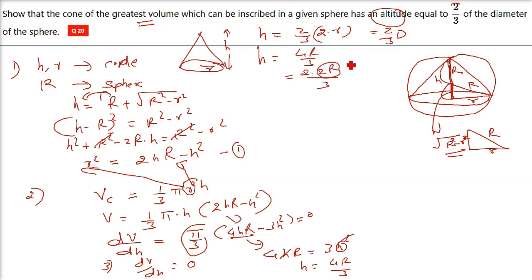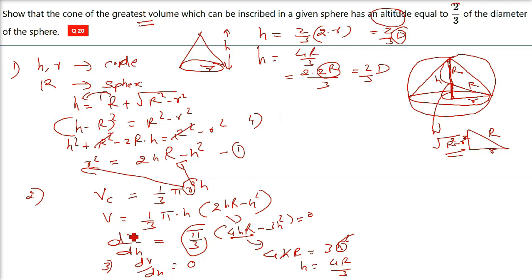This 4R can be written as 2 into twice of capital R. This twice of capital R is nothing but the diameter. So we have already reached the answer now, because we were supposed to prove that the height, which is the altitude of the cone, is equal to 2/3 of the diameter. That has already been done. But the step to prove that actually the volume will be greatest, actually the volume will be highest, can only be done when we have the double differentiation. So the next part is the differentiation already being done.